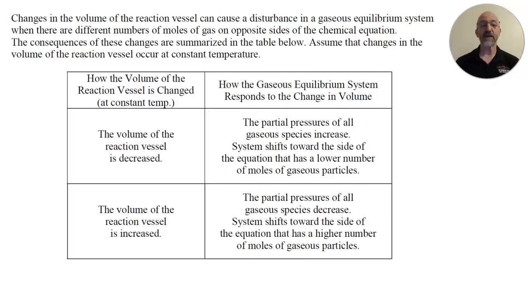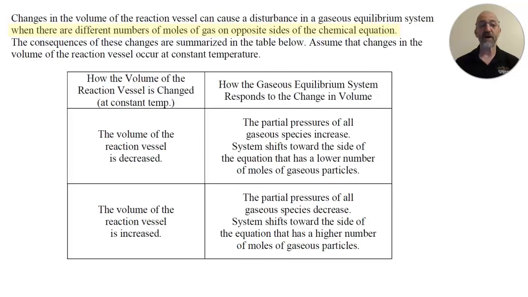Changes in the volume of the reaction vessel can cause a disturbance in a gaseous equilibrium system when there are different numbers of moles of gas on opposite sides of the chemical equation. Now, the consequences of these changes are summarized in the table below. Assume that the changes in the volume of the reaction vessel occur at constant temperature.